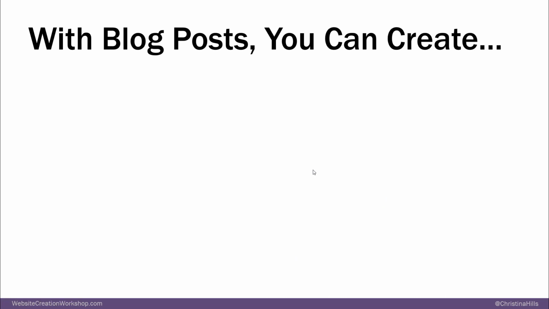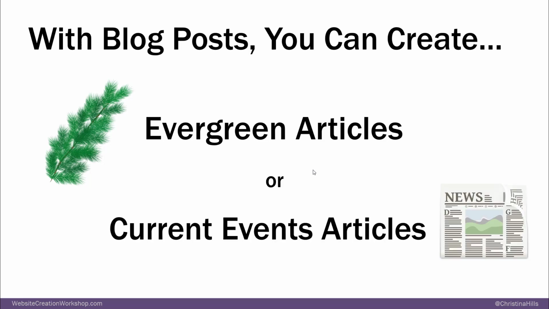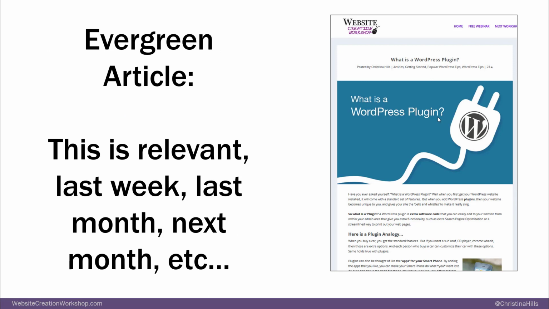All right, so with blog posts, you can create evergreen articles or you can create current event articles. And I'm going to explain what the difference is between evergreen and current events. And you might already know, but I'm going to go through this explanation anyways. An evergreen article is an article that is relevant last week, last month, next year. It's not tied to the news. So like the Super Bowl, that would be a news-related article that then becomes sort of outdated.